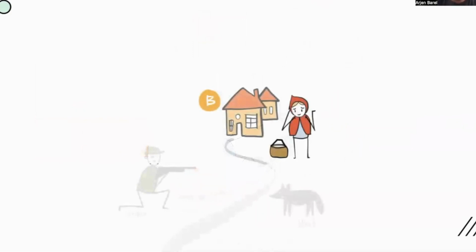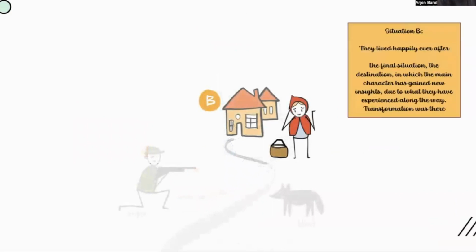This is important to state because of the next situation, namely situation B, the final situation. They lived happily ever after. But important in this situation is that the main character, the hero, transformed. In the case of Little Red Riding Hood, she's not a naive little girl anymore, as she was in the beginning of the story. No, she knows how to deal with the dangers of the world, wolves, etc. And she is now a grown-up girl. This coming-of-age theme is also the theme of this fairy tale, but that's another story.